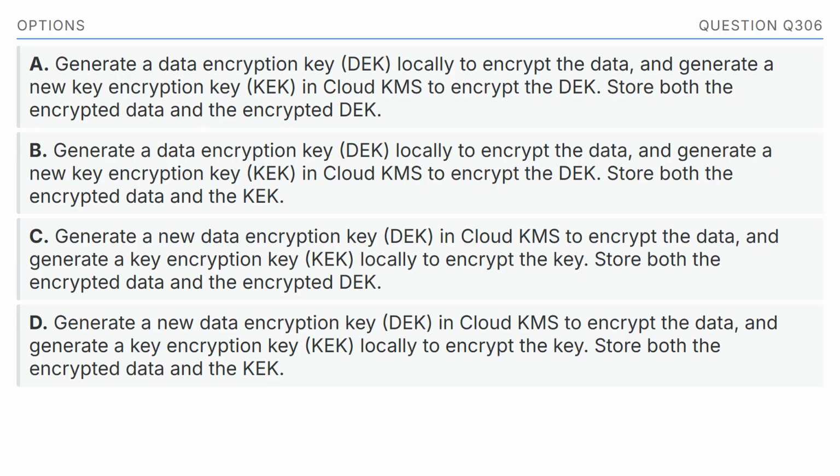Option B, generate a data encryption key, DEK, locally to encrypt the data, and generate a new key encryption key, KEK, in Cloud KMS to encrypt the DEK. Store both the encrypted data and the KEK. Option C, generate a new data encryption key, DEK, in Cloud KMS to encrypt the data, and generate a key encryption key, KEK, locally to encrypt the key. Store both the encrypted data and the encrypted DEK.